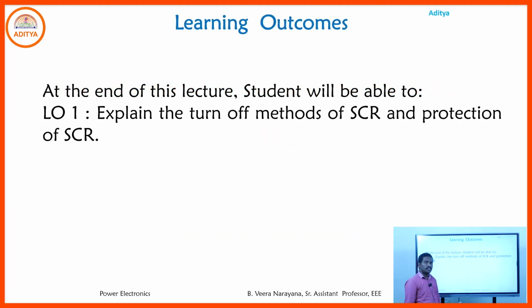At the end of this lecture, the student will be able to explain the turn-off methods of SCR and protection of the SCR. What are the different turn-off methods of the SCR and protection of the SCR?